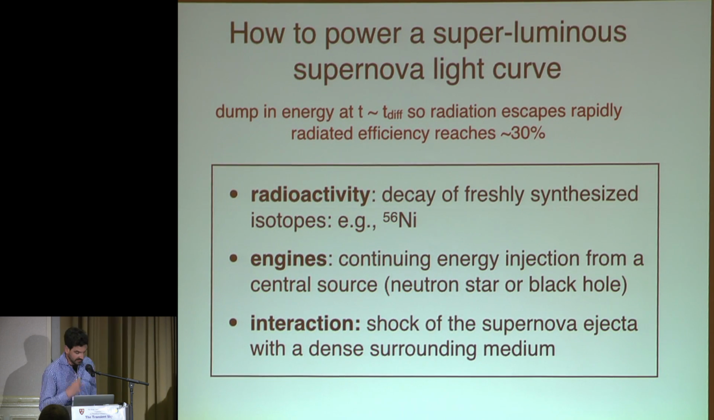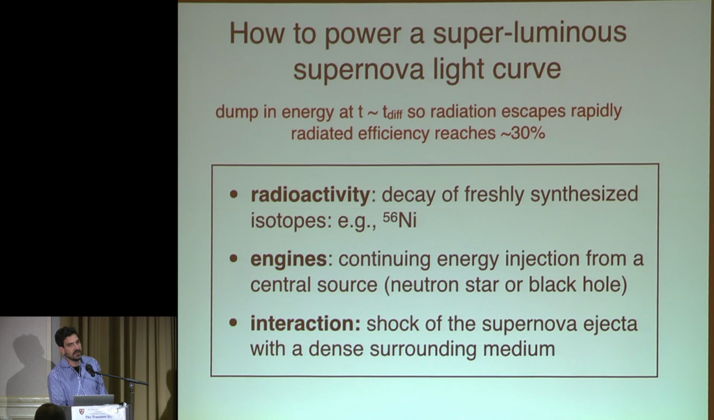So that leads to different ideas of powering events through different sorts of continuing energy deposition. So radioactivity, which I'll just say briefly to show that it can explain some of the supernovae we see, and I'll talk mostly about the engines, some continuing energy input from, say, a neutron star or maybe a black hole. And then, as I said, I'll leave Stan to talk about interaction models and pulsational pair instability.